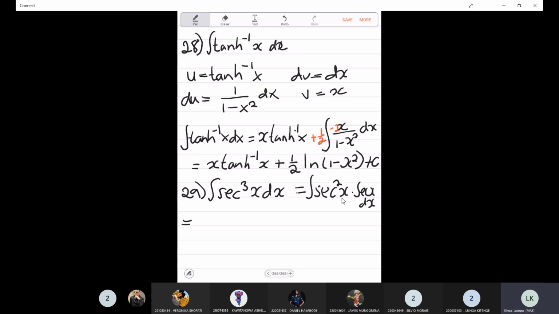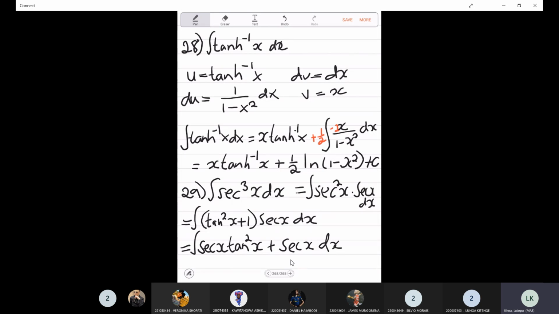So this will be the integral of tan squared x plus 1 times sec x dx. Okay, then multiplying out, we have the integral of sec x tan squared of x plus sec x dx. And we can split it up because we know what the integral of sec x is. It's just ln of sec x plus tan x. And then here we can use by parts.